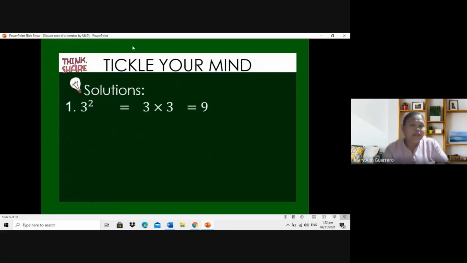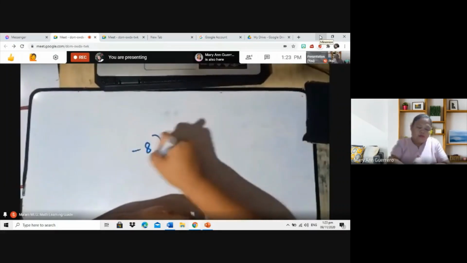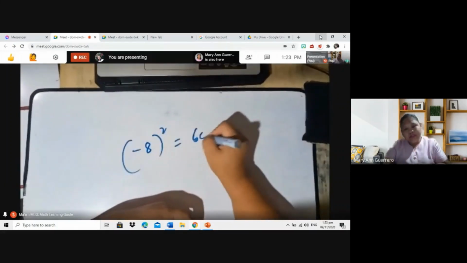Square of negative 3. If your answer is 9, then you are correct. Remember, when we square a number, we multiply the number by itself. So negative 3 times negative 3 is positive 9. So remember, when we square a negative number, the answer is positive. As we multiply negative times negative, positive. So, say we have negative 8 squared, that is positive 64.